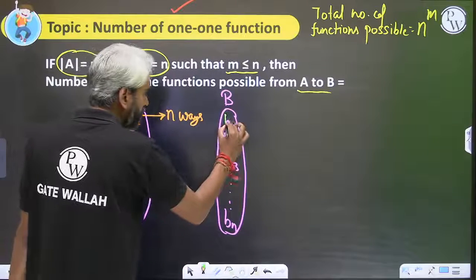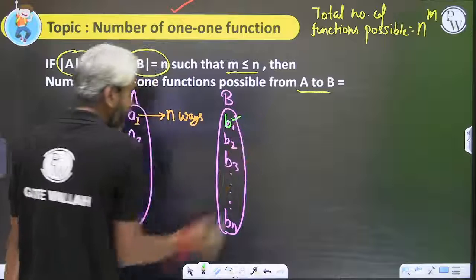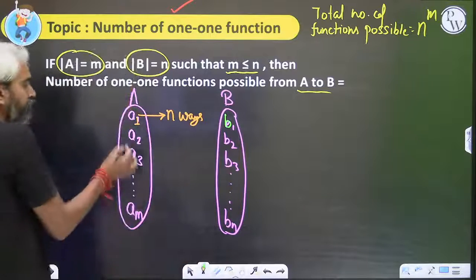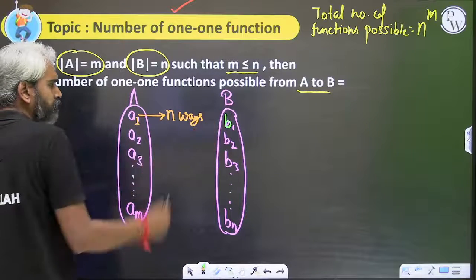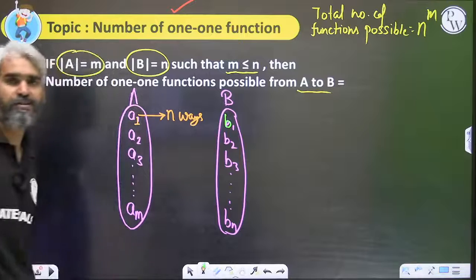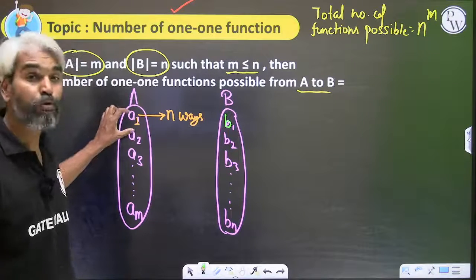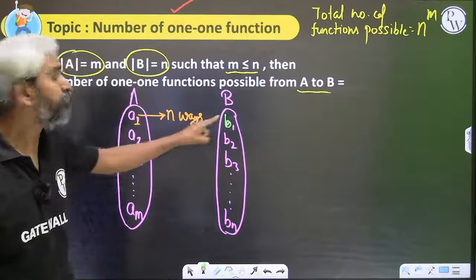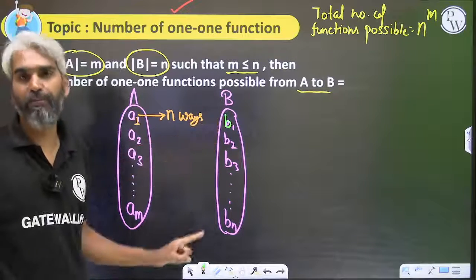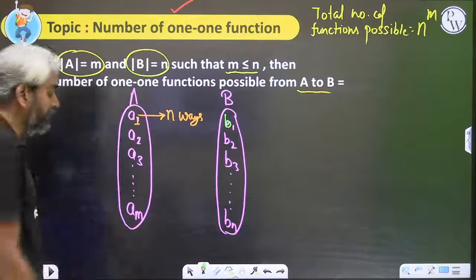Sir, now if your element A1 is mapped with element B1, then my question is, is it possible for A2 to map with this element B1? No, sir, it will not be possible, because A1 and A2 are two distinct elements. They cannot have the same image in the codomain.